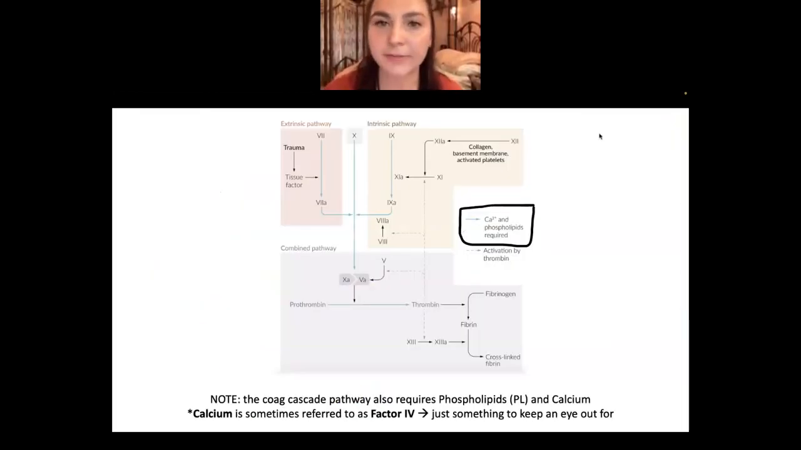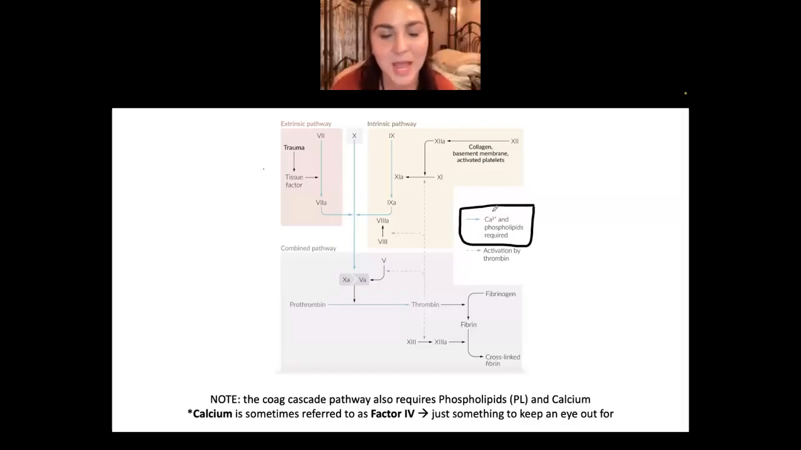And then I mentioned this in the first session, the primary hemostasis disorders. But this is basically from Amboss, just another way to visualize it. It's everything we talked about. But I did mention in the last session that calcium is sometimes referred to as factor 4. So if you ever see factor 4, it's just calcium. They just wanted it to make sense within the coagulation cascade with all the factors. So they're like, there's no factor 4. Let's just call calcium factor 4. So it's just something to keep an eye out for. It's not like we missed a factor.